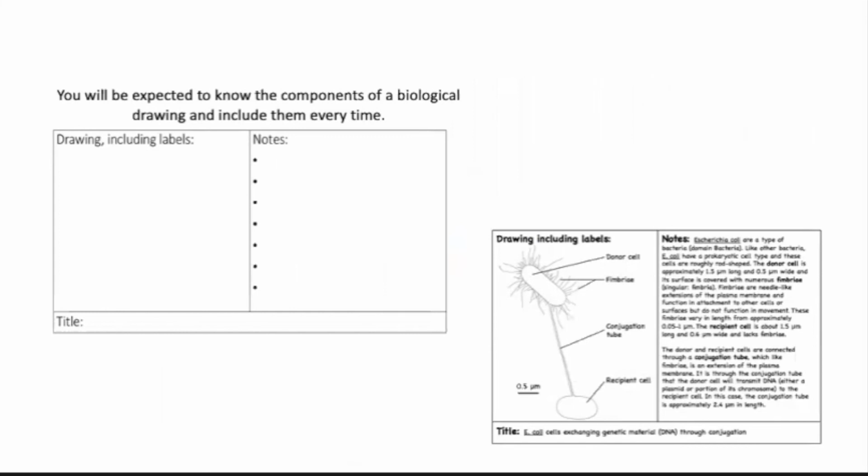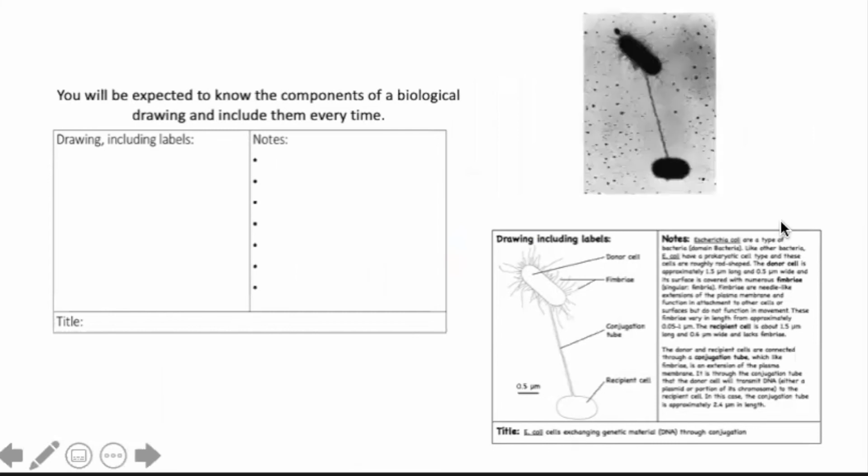So you will always be expected this semester to include these components of a biological drawing every single time. If something is missing in your worksheet, like labels, for instance, we're going to have to take points off. And a title, just as important. All of these things encompass what makes a biological drawing. So here's a great example.